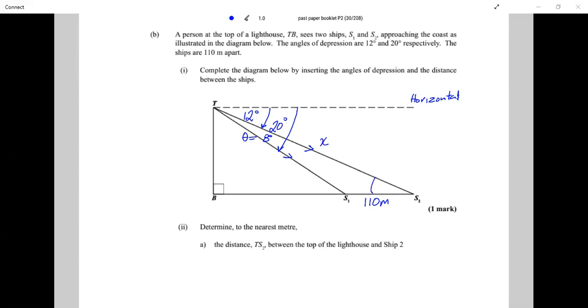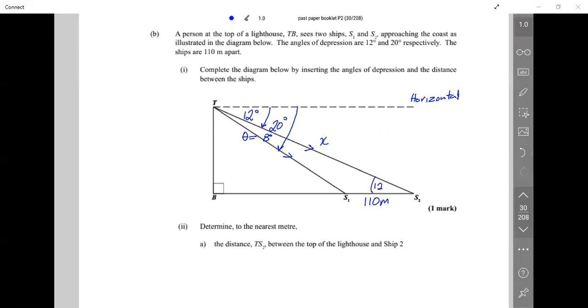This angle here, alpha, is 12 degrees. All right, and I have to explain all of that to the examiner. In order to solve it, I need to find this angle here. Let's call it beta. So let's start to solve this question now.